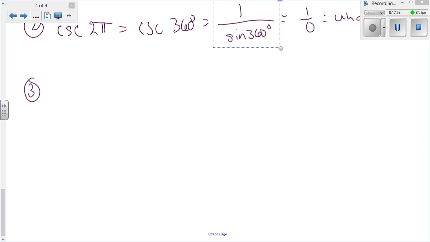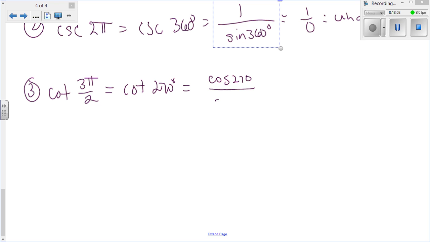Number 3 is the cotangent of 3 pi over 2. Well, 3 pi over 2 is 3 times 180, which is 540, divided by 2, which is 270. So it's the cotangent of 270. Well, this would be the cosine of 270 over the sine of 270. So on the unit circle, the x value here is 0, the y value is -1, so that is equal to 0.